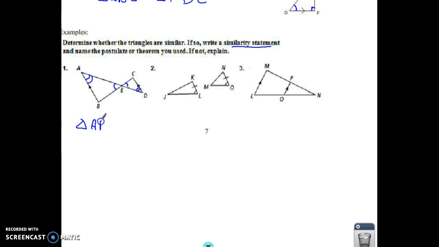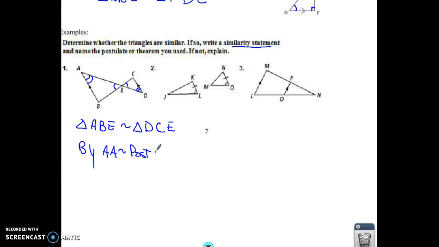And we're going to write that similarity statement. Triangle ABE is similar to triangle. A goes with angle D right there. B and C would be congruent. And then E goes with E. So there's your similarity statement. Great. So that's by the AA similarity postulate.